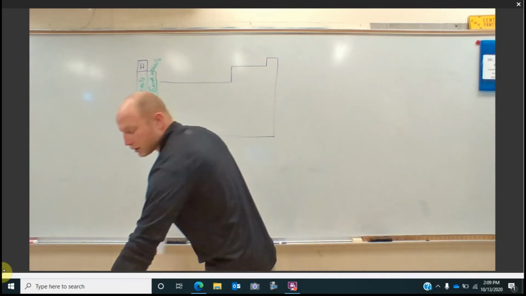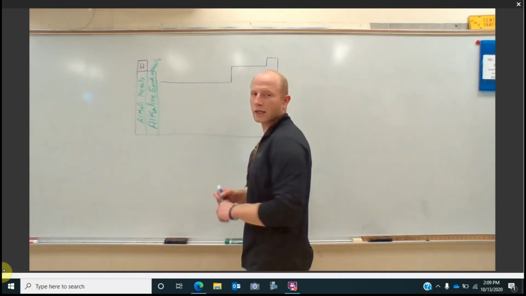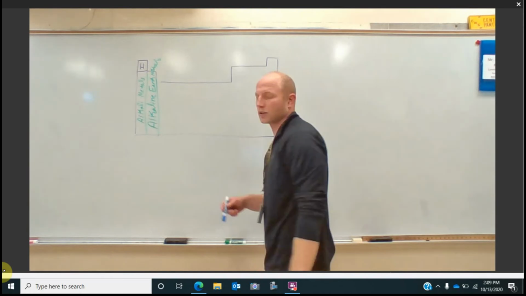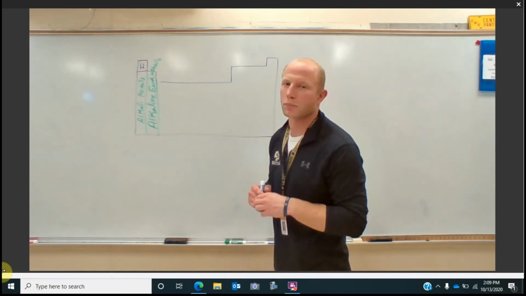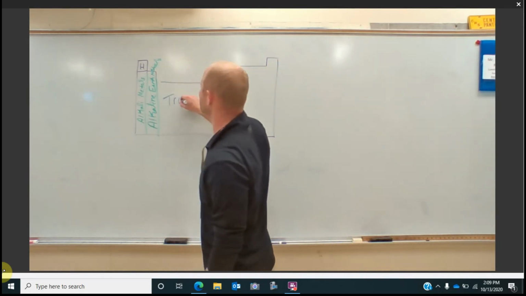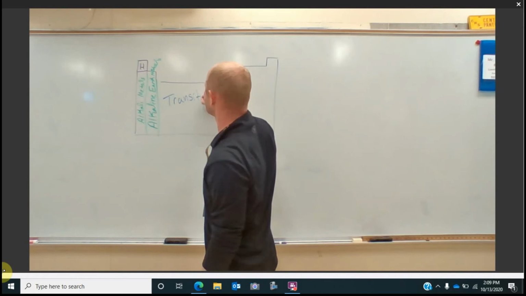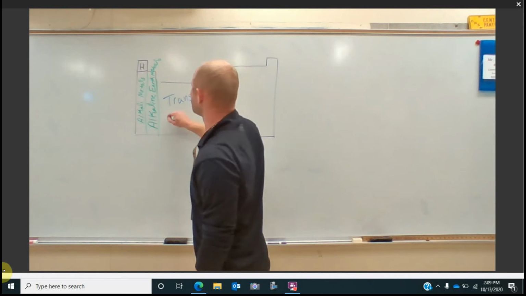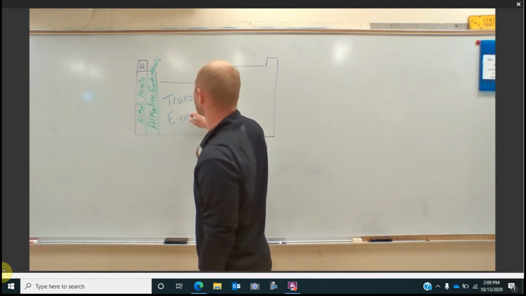After that, we have some more metals. We call this big section right through here the transition elements, otherwise known as transition metals. The metals take up about 3/4 of the periodic table of all the elements.